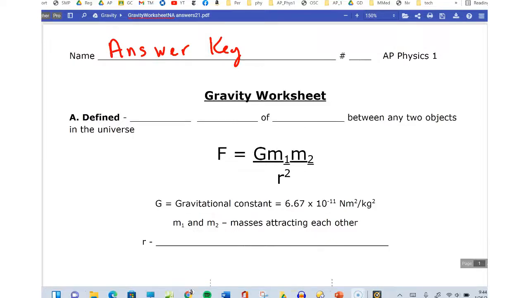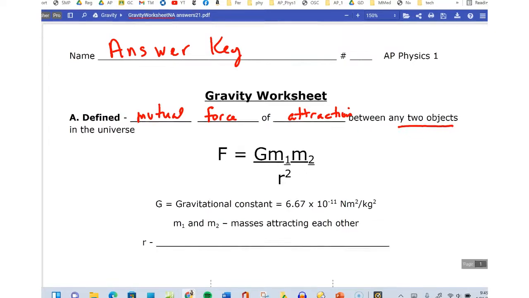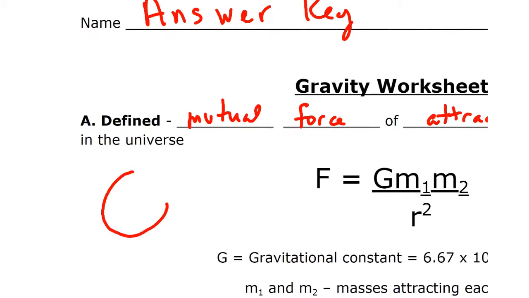Okay, in this video I'm going to go over the gravity worksheet. Gravity is the mutual force of attraction between any two objects with mass. So let's say we have two bodies, you and the Earth.